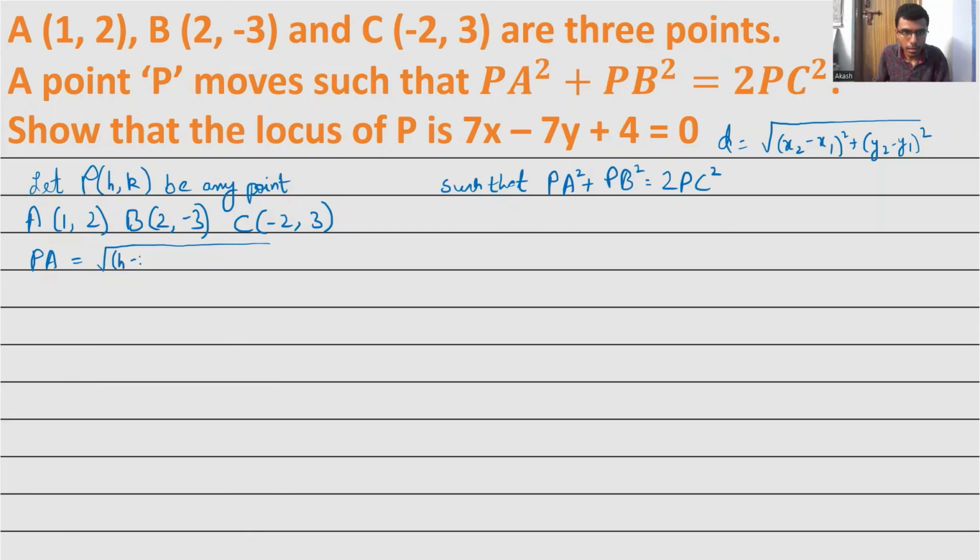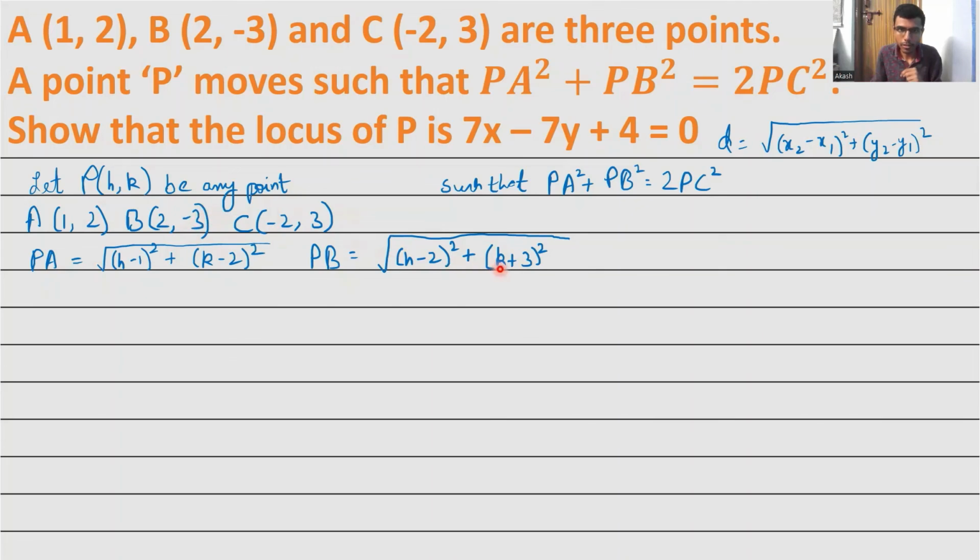Now PA is going to be under root of h minus 1 whole square plus k minus 2 whole square. PB is going to be under root of h minus 2 whole square plus k plus 3 whole square. Okay, see, actually it will be k minus of minus 3.